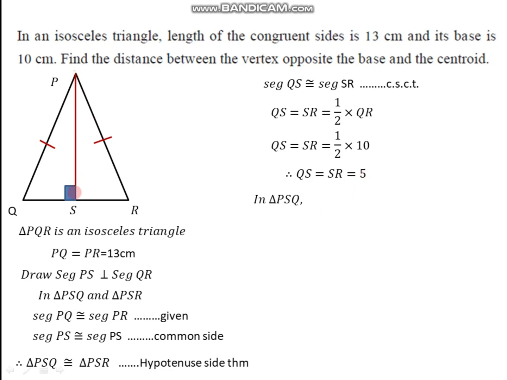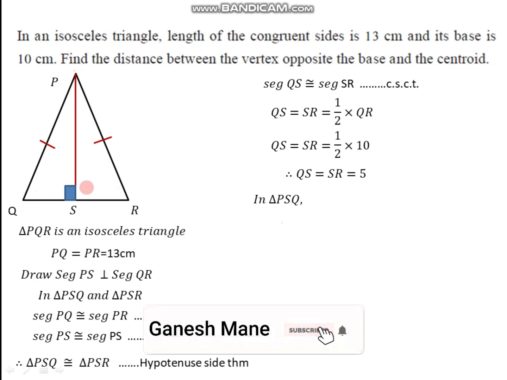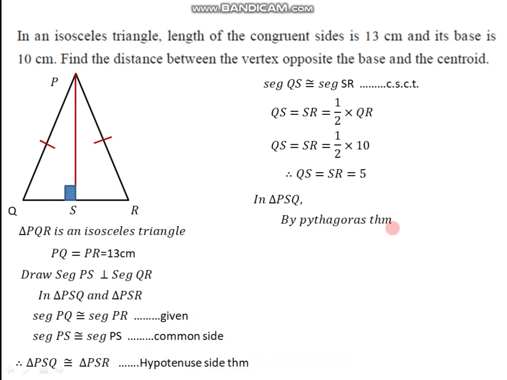Now consider triangle PSQ, which is a right angle triangle, and in that we can use the Pythagoras theorem. By that we have hypotenuse square is equal to side 1 square plus side 2 square. The hypotenuse over here is PQ. That's why we can write PQ square is equal to PS square plus QS square. The length of PQ is given to be 13. So we'll replace PQ by 13 square is equal to PS square, which we have to find, plus QS, which we have just found to be 5. We'll replace QS square by 5 square.